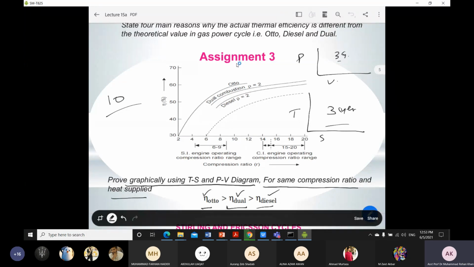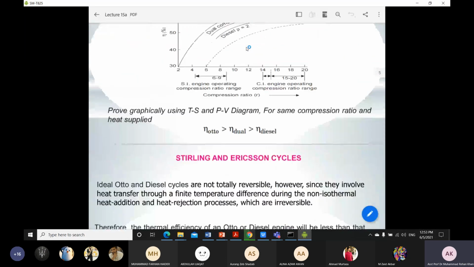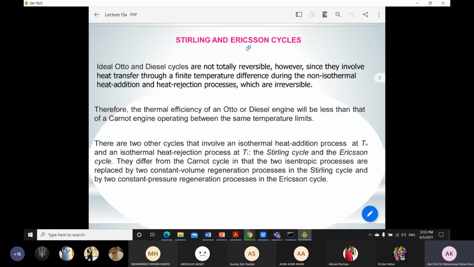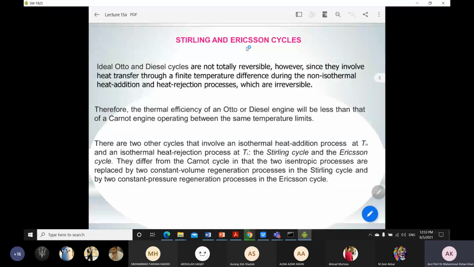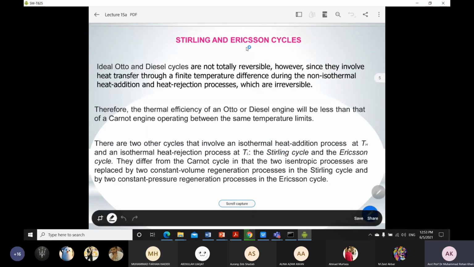Okay, so if you have no questions regarding the assignments, then we'll move towards the next topic. For the next topic, we have other cycles named the Stirling and Ericsson cycle. These cycles are also gas power cycles. But the main difference from the Otto, diesel, and dual cycles is that those are internal combustion engines, where combustion takes place inside your cylinder. However, the Stirling and Ericsson cycles are external combustion engines, where combustion takes place outside of your cylinder.